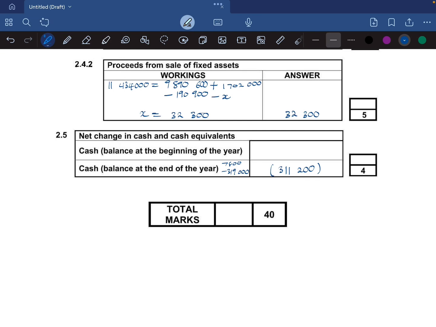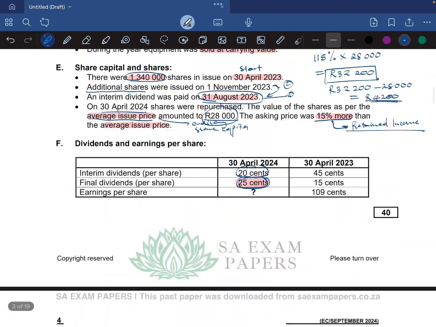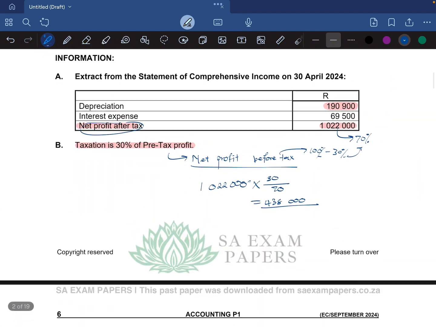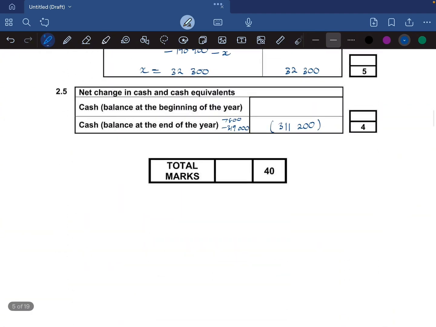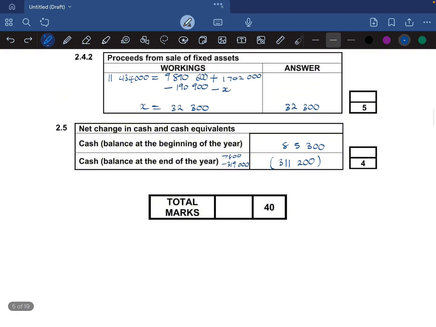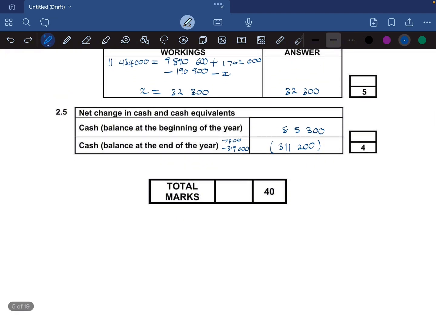So we had negative cash and cash equivalents, and then the cash balance at the beginning we are given. Let's look at what we're given here. So for the cash and cash equivalents at the start, we had 85,000, but on our bank overdraft we only had zero, so we had 85,300. And then you just determine the difference between these two, and so that is 311,200 plus 85,300, which is 396,500. Okay, so that's a net change in cash and cash equivalents.